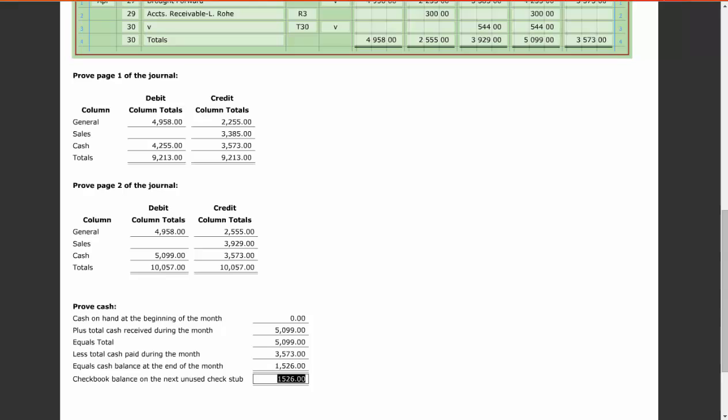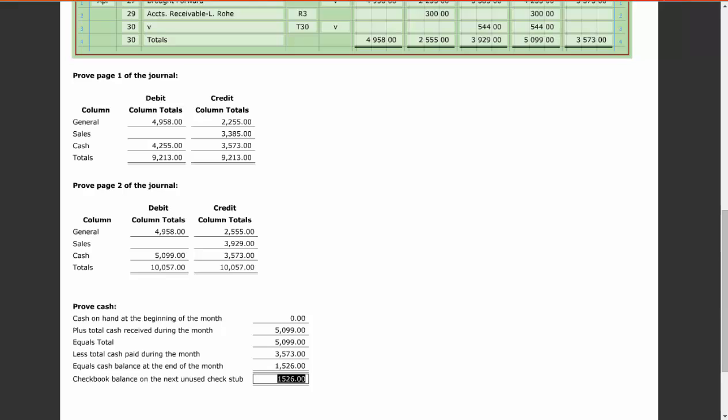Do these two numbers equal? That's your happy dance. Woohoo! We did it. Cash proofs. What you do not do, don't do it, is just take this number and put it there. That doesn't really prove anything.